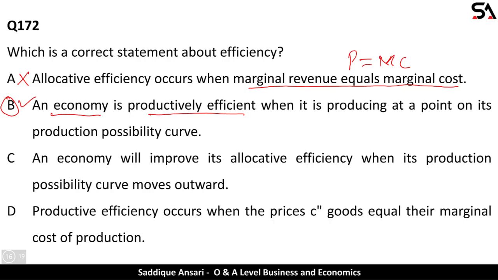Let's read the others. C. An economy will improve its allocative efficiency when its production possibility curve moves outward. If the production possibility curve moves outward, it doesn't guarantee allocative efficiency because there is no guarantee that resources are allocated in a socially desirable way. Hence C cannot be the answer. Option D, productive efficiency occurs when the prices of goods equal their marginal cost of production. This is not the condition for productive efficiency, because price equal to marginal cost is the condition for allocative efficiency. Hence D cannot be the answer. So B is the correct option.